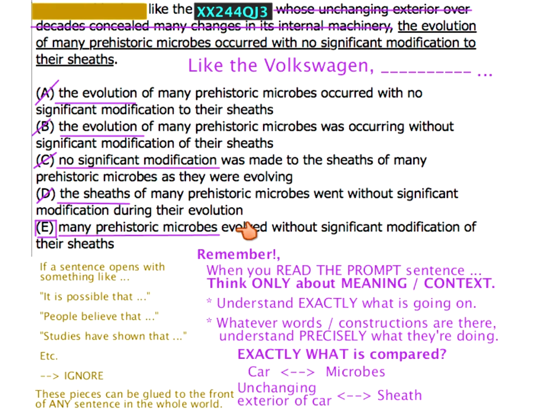But if it's the comparison part, if you're just asking about the initial modifier comparison part, whatever has to compare with those bacteria, and maybe that's what you're asking. Because that's what the bacteria are, the things that are like the whatever Volkswagen XX244QJ3 thing. So if that's the point.